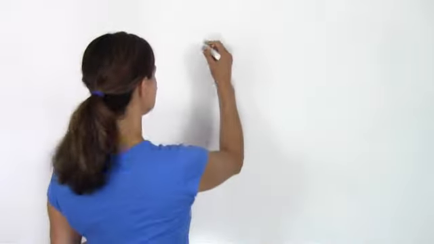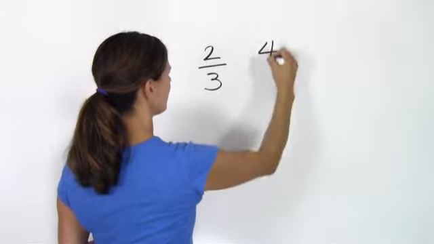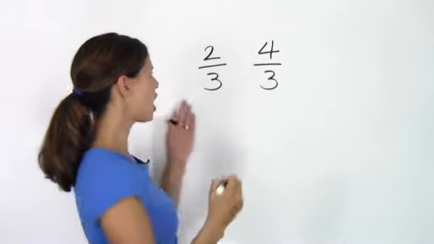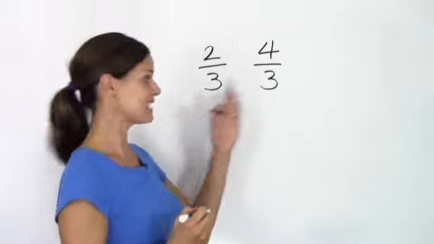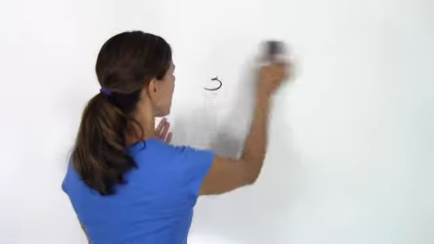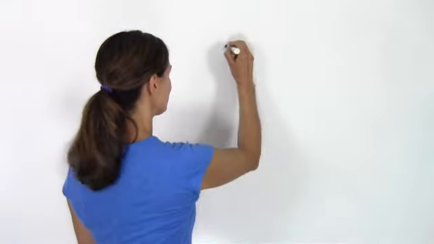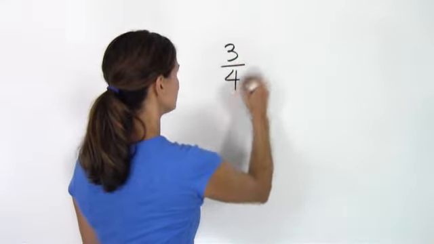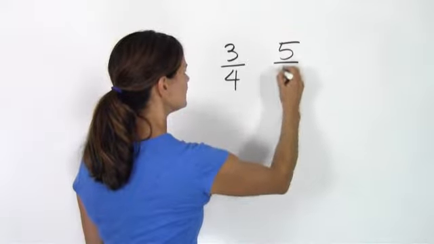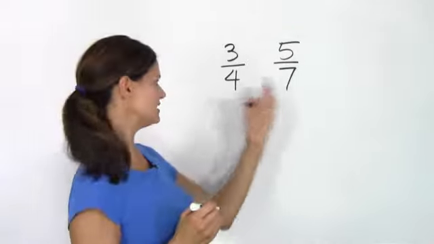Like fractions are two fractions that have the same denominator. So, for example, 2/3 and 4/3 are like fractions because they have the same denominator. Unlike fractions are two fractions that have different denominators. So 3/4 and 5/7 would be two unlike fractions because they have different denominators.